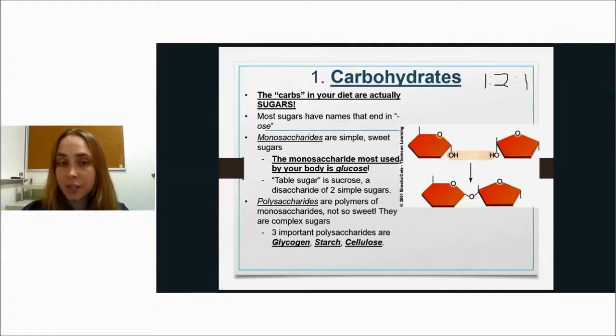They are not so sweet. They are complex sugars like starch, glycogen, cellulose, even chitin. And if you remember from our carbohydrate lab, monosaccharides were things like honey, fruit juice. Our disaccharide was your normal table sugar. And the polysaccharides were like cornstarch and potato.